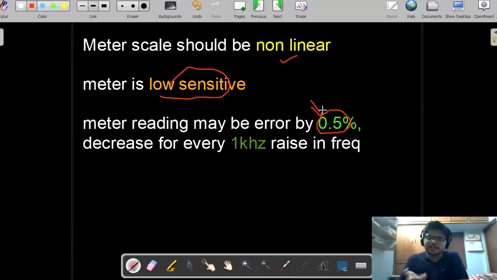If I change my frequency for every 1 kHz, there is a decrease in the error. Okay. If my frequency increases, error will decrease. It is the concept here.